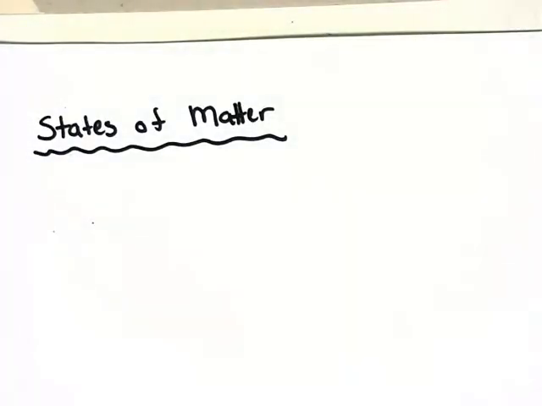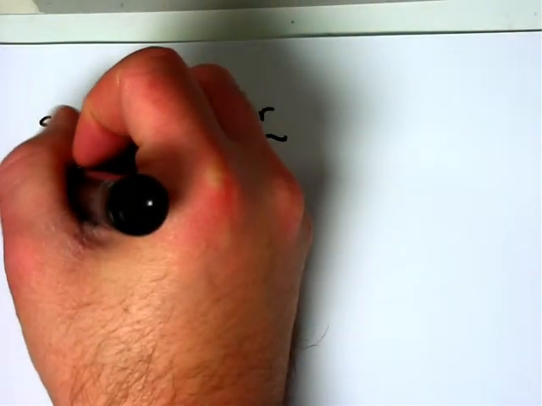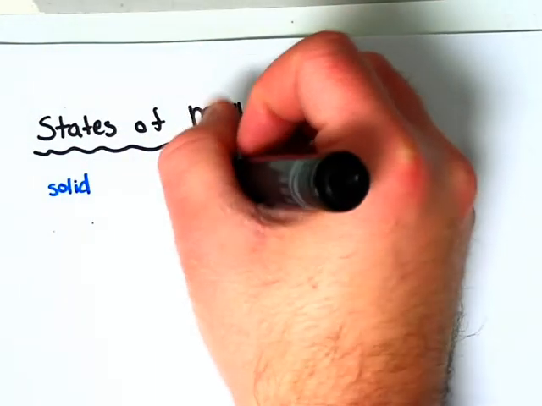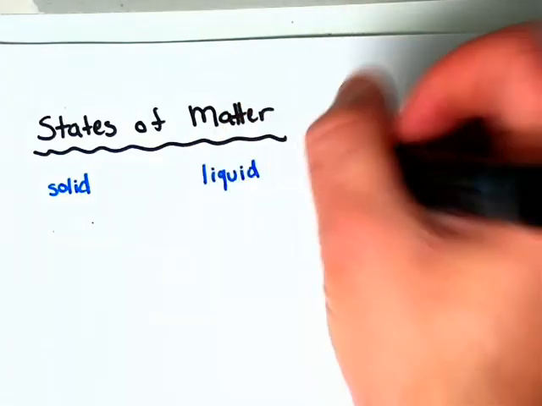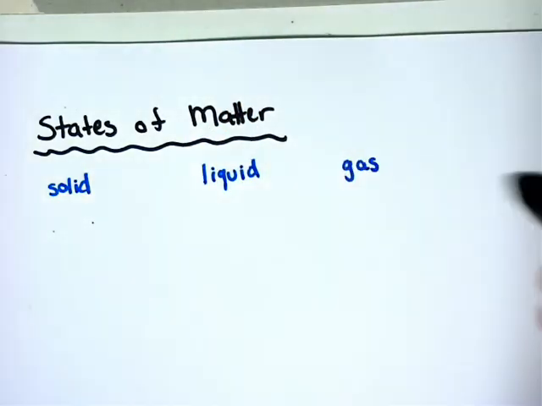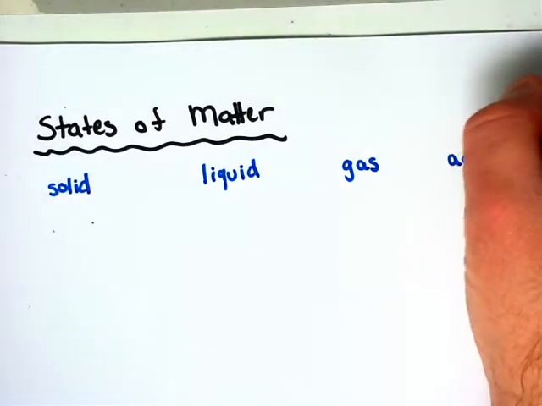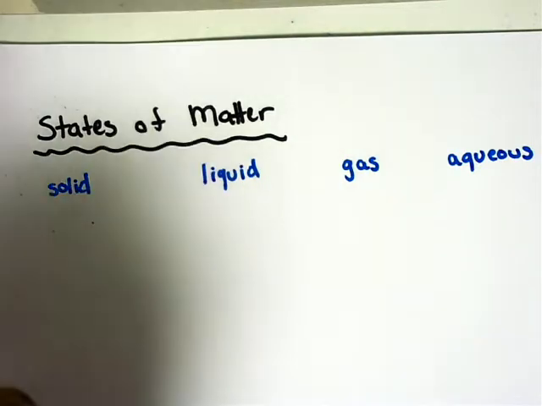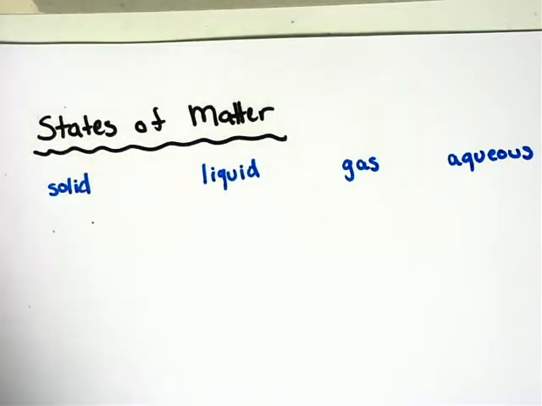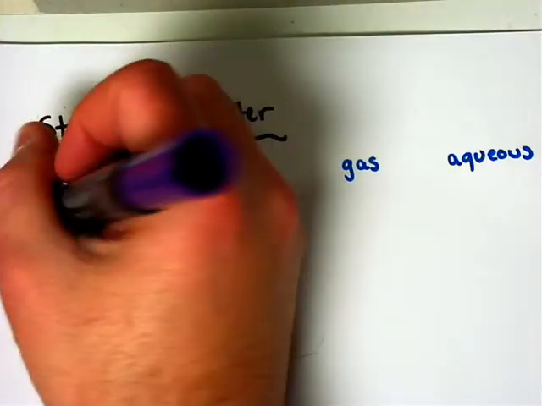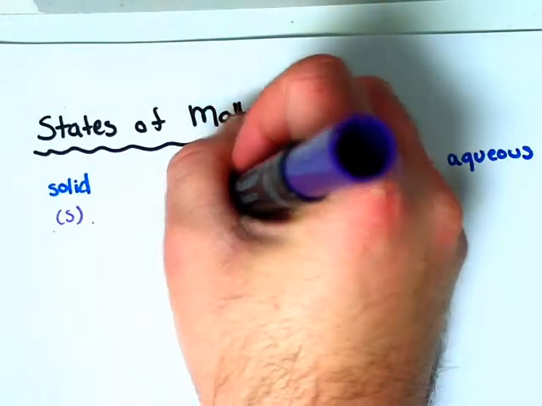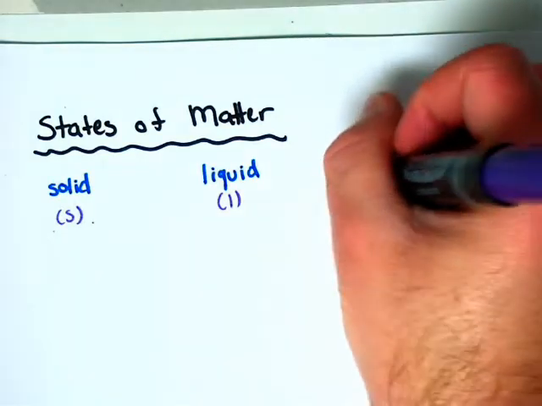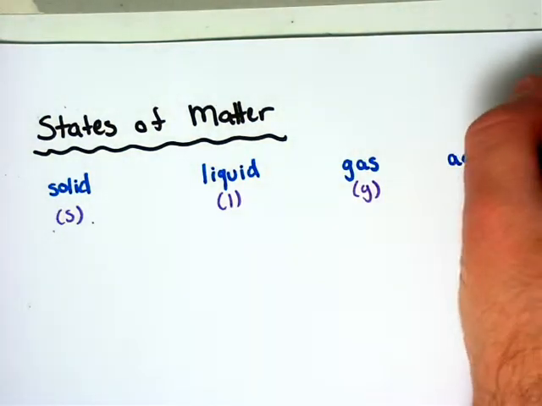Okay, there's a solid. There's liquid. There's gas. And there's also, for our purposes in here, aqueous. Aqueous and plasma, not the same. The abbreviation for something that's solid is going to be S, liquid, L, gas, G, and aqueous is going to be AQ.